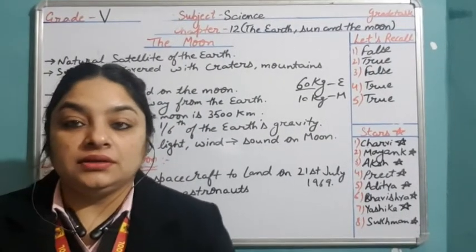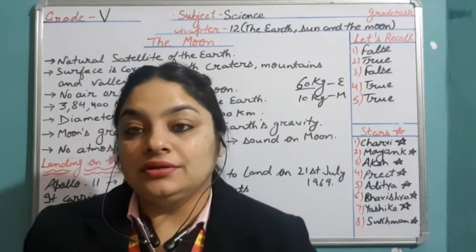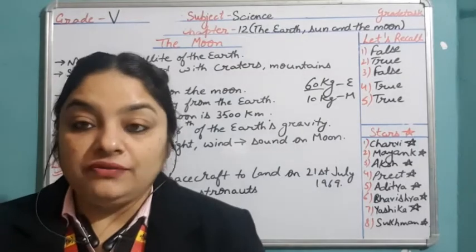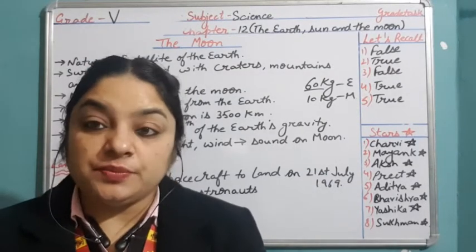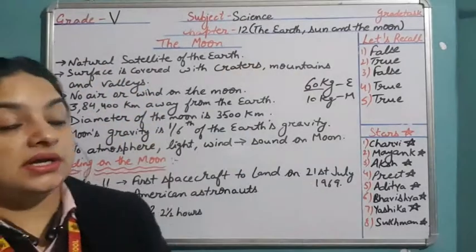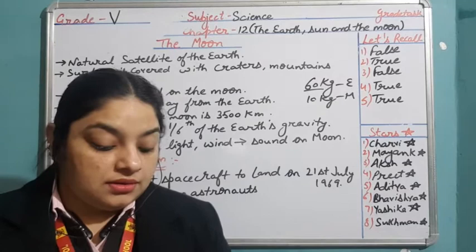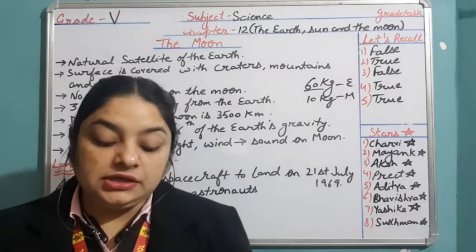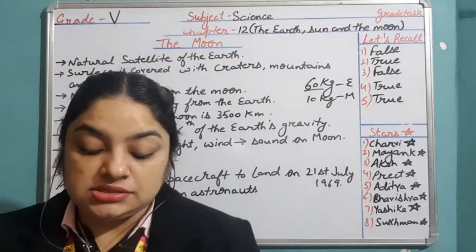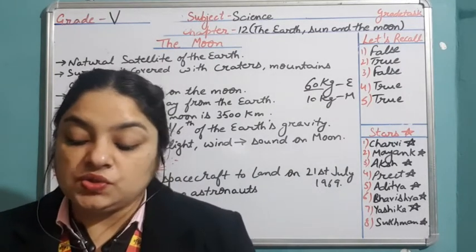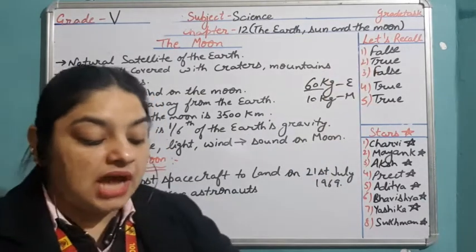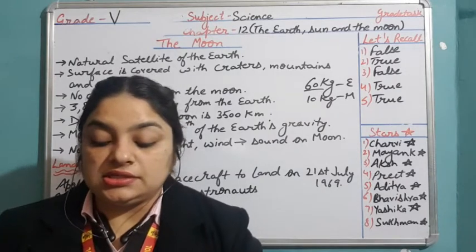Hello everyone. Before we start with the next topic, first of all we'll do the Let's Recall, which is given on page number B43 for chapter 12, the Earth, Sun and the Moon. Now you have to write capital T for true and capital F for false. First, the Earth is the fourth planet in the solar system. This is false.